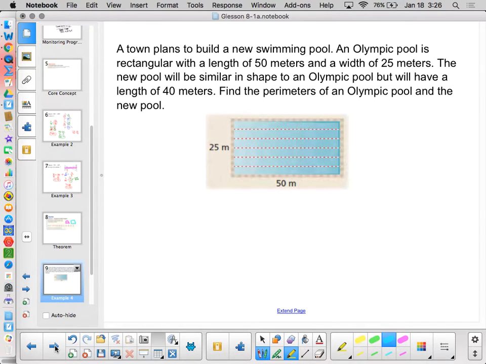Tom plans to build a new swimming pool. The Olympic pool is rectangular, and it's 50 meters long by 25 meters wide. The new pool will be similar in shape. It will have a length of 40. Find the perimeter of an Olympic pool and the new pool. So my new pool is going to be a little smaller. It's only going to have a length of 40 meters.